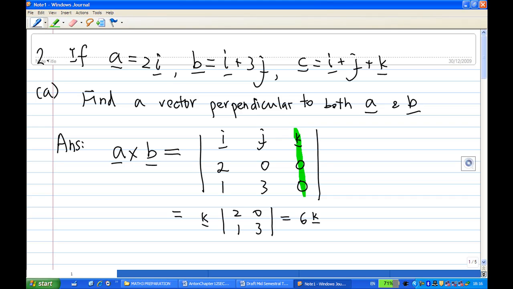A vector perpendicular to both A and B is now 6k, or minus 6k is also possible. This is in the opposite direction. So you pick any one of them. And in fact, you don't need to have 6k or minus 6k. k will do. Alright? Or k alone will do. k is perpendicular to both A and B, because any multiple of 6k, including k now, will be perpendicular to both A and B. That will finish part A of the question.